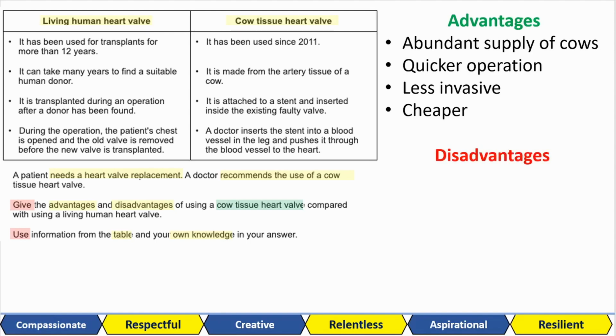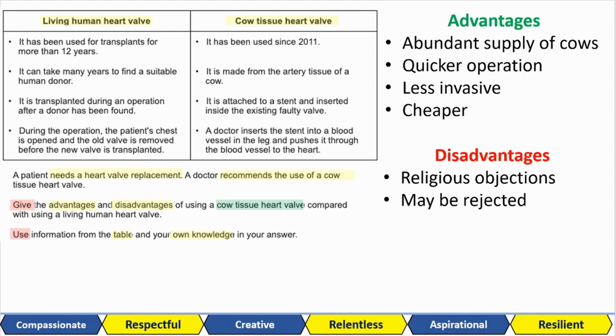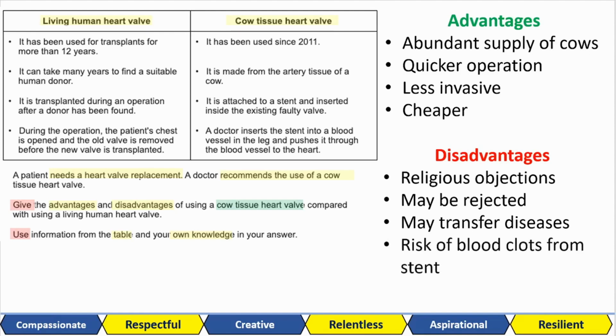Disadvantages. Cows are sacred in some religions, so we could have some religious objections to using cows. The tissue is from a cow, which is different from a human, so the tissue could be rejected by the human's body. There could also be a transfer of a disease from a cow to the human. And finally, there is the risk of blood clots from stents.